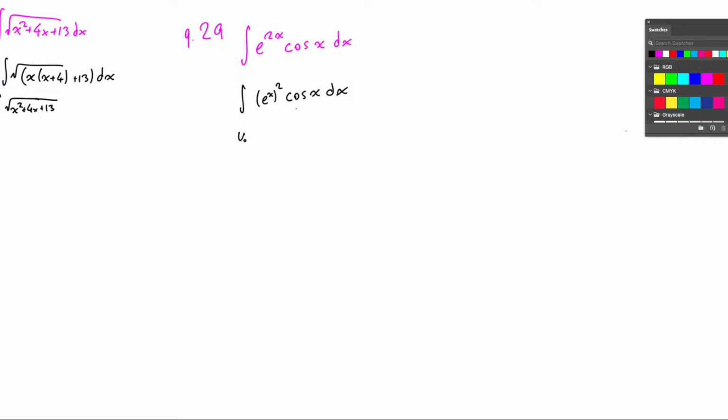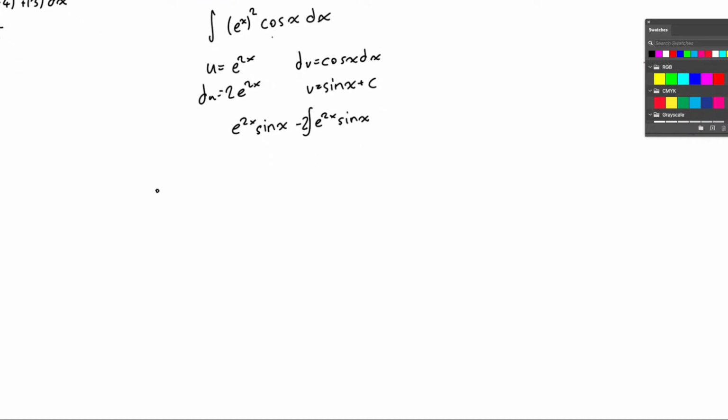So, we integrate this by parts. u equals e to the 2x, du equals 2e to the 2x, and then dv equals cosine x dx, v equals sine x plus c. We get e to the 2x sine x minus the integral of 2 times e to the 2x sine x. Right? Now what we do is we go again.